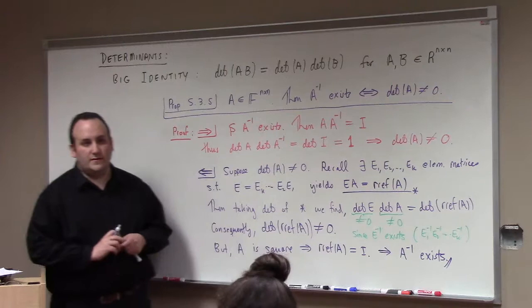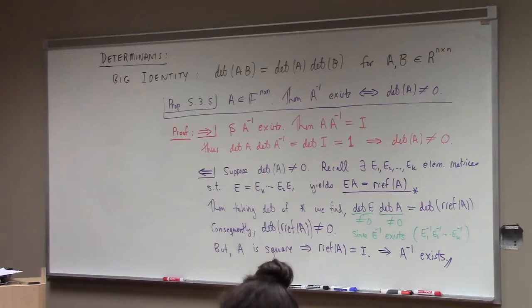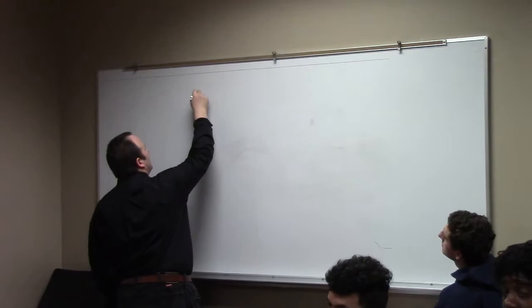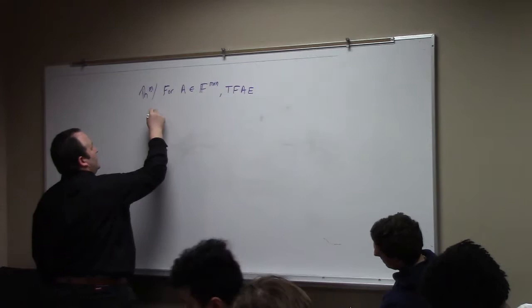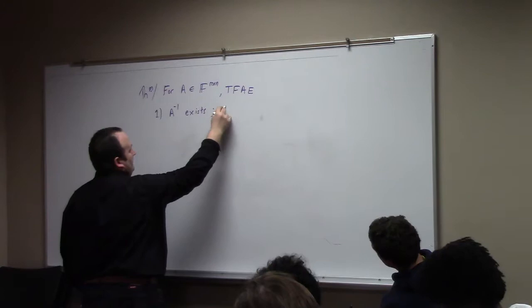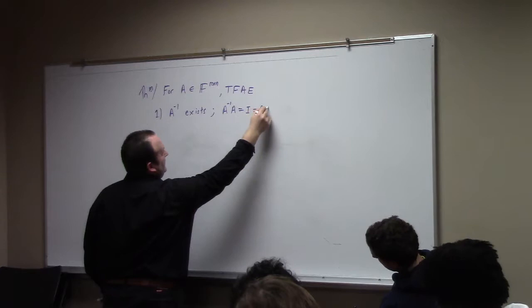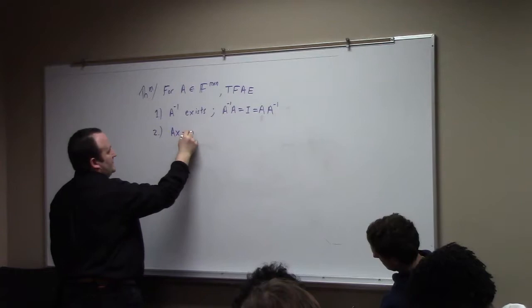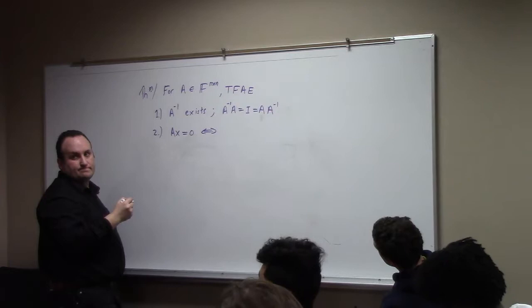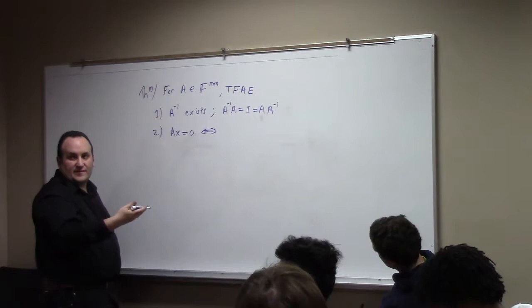So we have now, remember that theorem? What was our theorem? For an n by n matrix over a field, the following are equivalent. Number one, A inverse exists in the sense that A inverse A is equal to I, is equal to A A inverse. And then what was the other characterization we had? AX equals zero if and only if what? Another characterization of an invertible matrix: only x equal to zero solves the homogeneous problem. That was the other characterization we have.